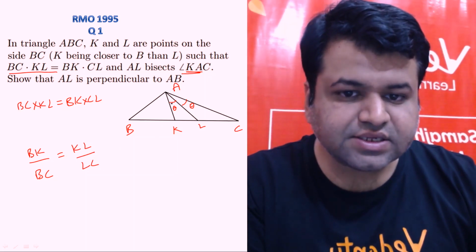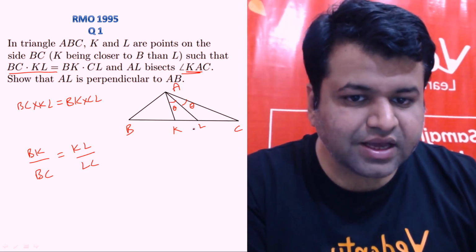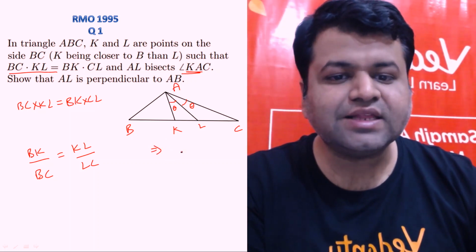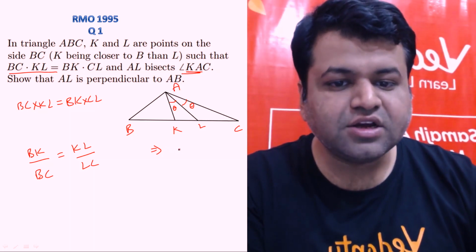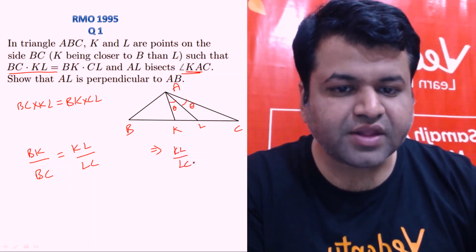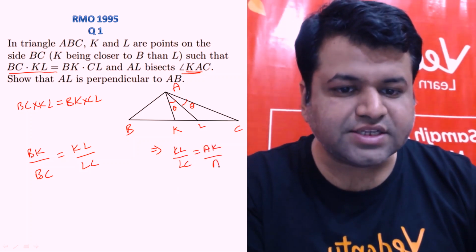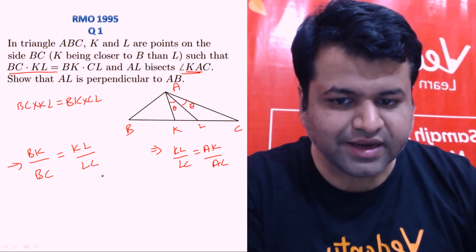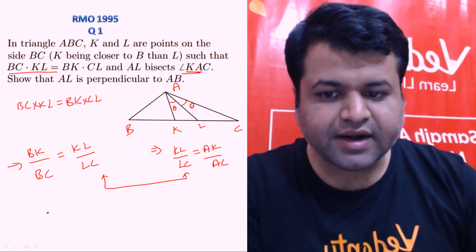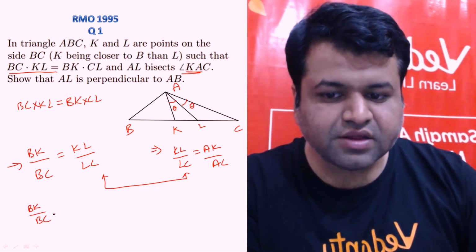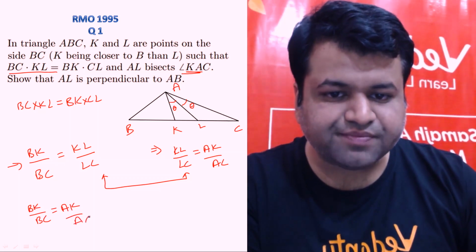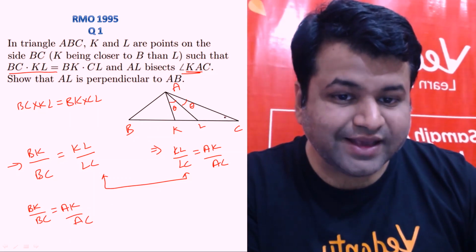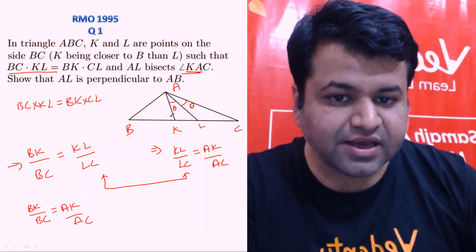Since in triangle AKC, AL is the angle bisector, and the angle bisector divides the opposite side in the ratio of the sides containing the angle. This is a simple property of angle bisector. So we can say that KL upon LC should also be equal to AK upon AC, right? But that was also equal to BK upon BC. So combining these two, we can easily say that BK upon BC will be equal to AK upon AC, right?